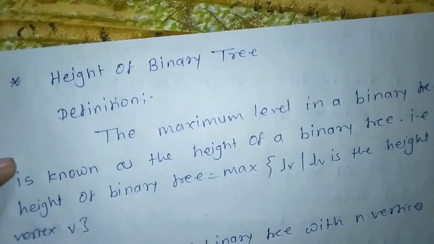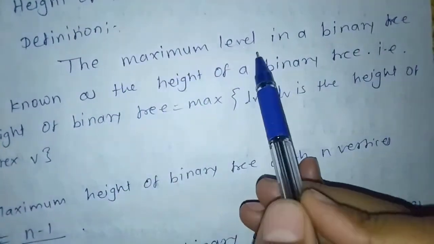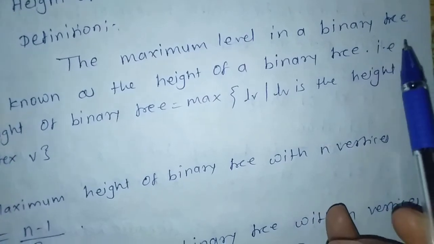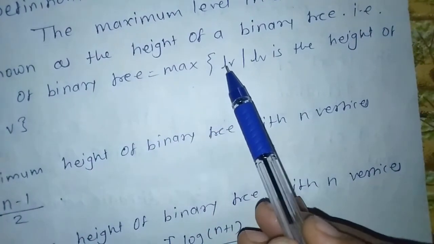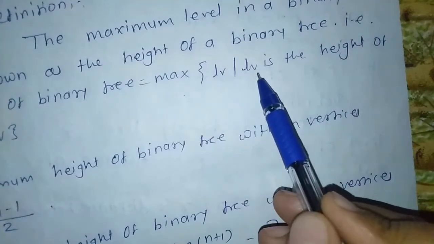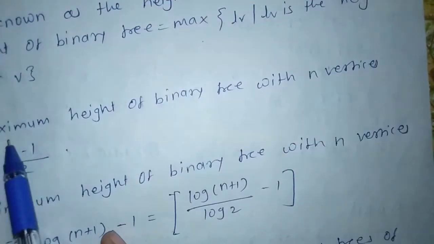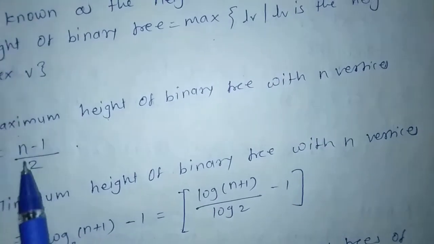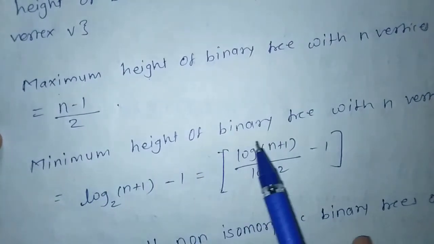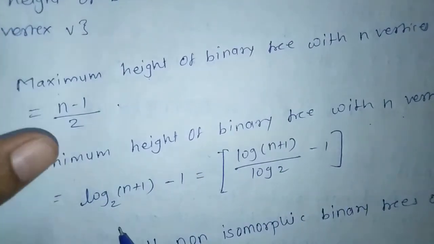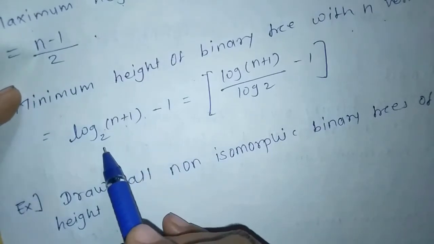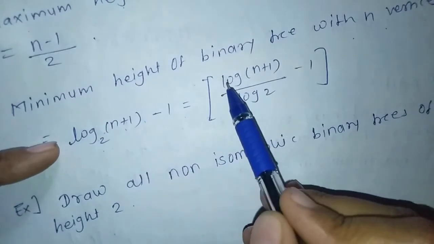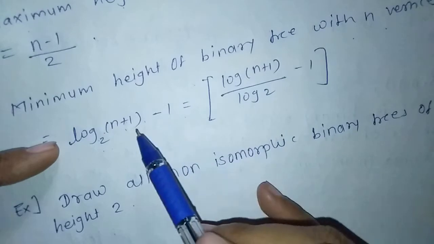Now, height of a binary tree. Definition: the maximum level in a binary tree is known as the height of the binary tree. That is, height of binary tree is equal to the maximum of L(V), where L(V) is the level of vertex V. The maximum height of a binary tree with n vertices is (n minus 1) upon 2, and the minimum height of a binary tree with n vertices is log of (n plus 1) to the base 2 minus 1, which is log of (n plus 1) upon log 2 minus 1.